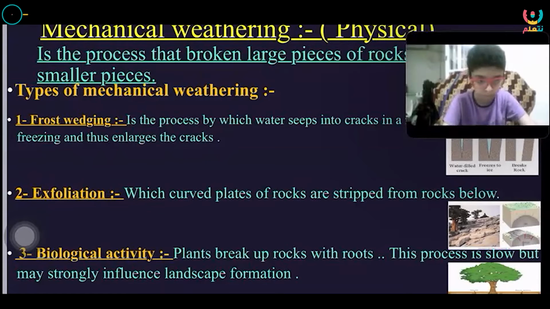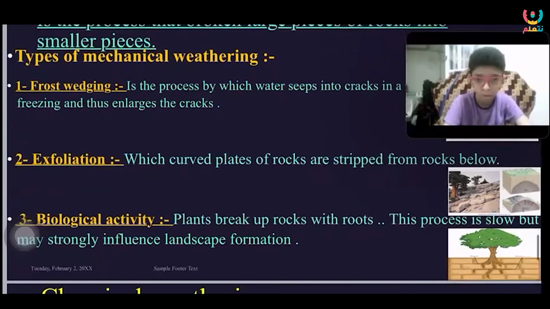Frost wedging, again, is a process by which water seeps into cracks and freezes and expands. When it expands, it will damage the rocks and break them into smaller pieces. This is called frost wedging. The second one is called exfoliation. It means the curved plates are stripped from the rocks below.